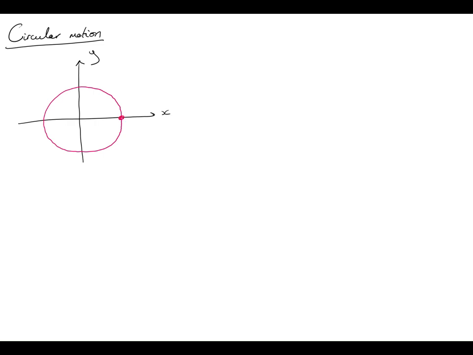So let's say it starts here. So that point is the position of the particle when t is 0. And then as time goes on, it moves around its path. So we can think of these dots as the particle's position as time increases.